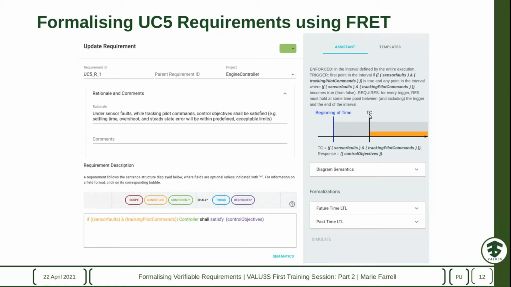So the TC stands for the triggering condition. In this case, the triggering condition is that sensor false and tracking pilot commands is true. And when that is true, then the response is control objective, so it should hold. Basically, at the beginning of time, anything can happen, then this triggering condition is true, and at that point the requirement must hold, and that's what the orange is for.